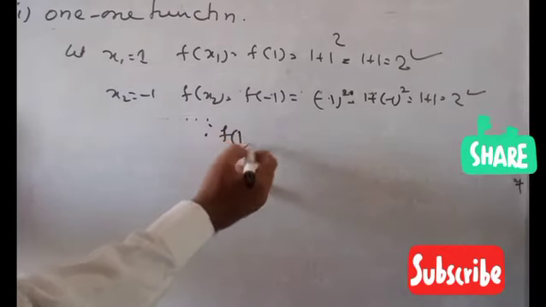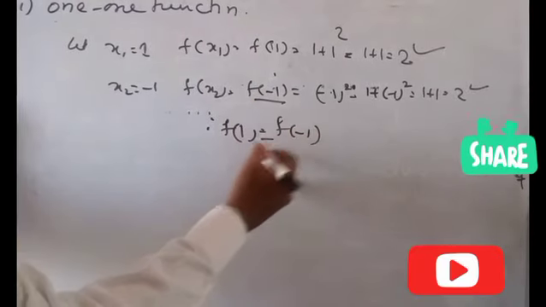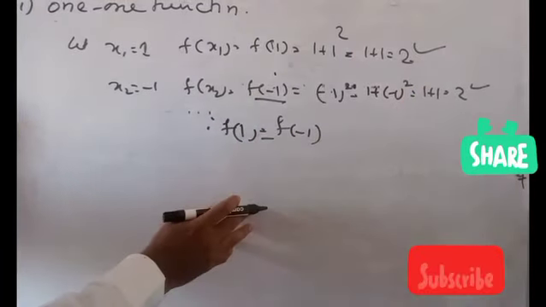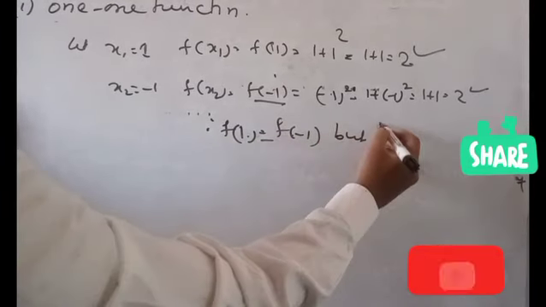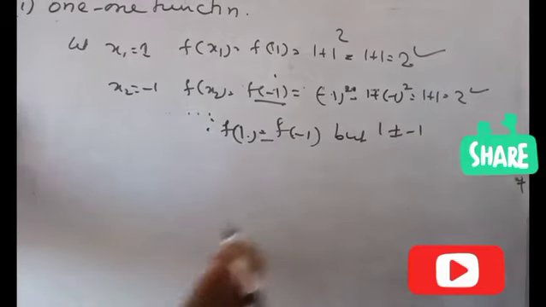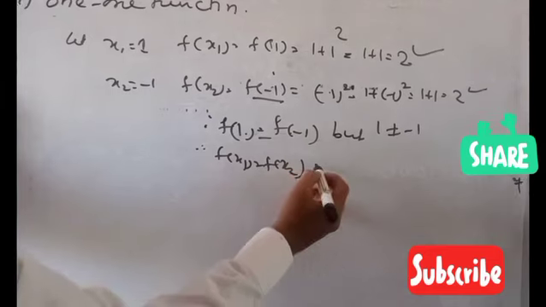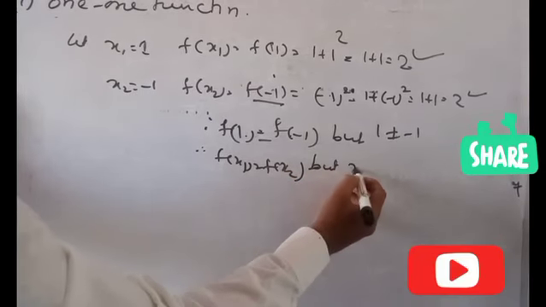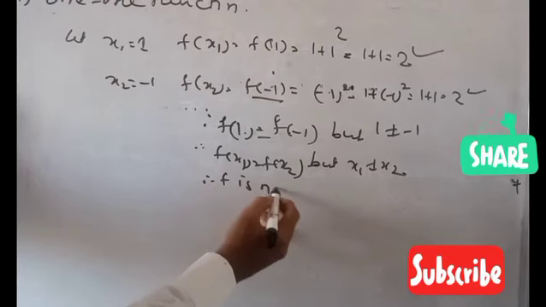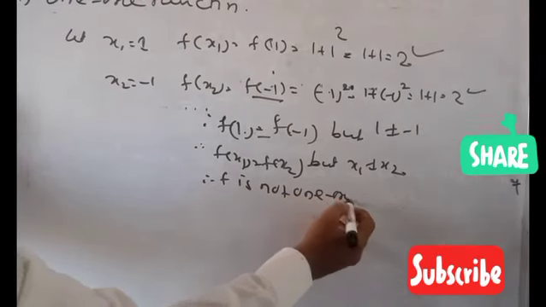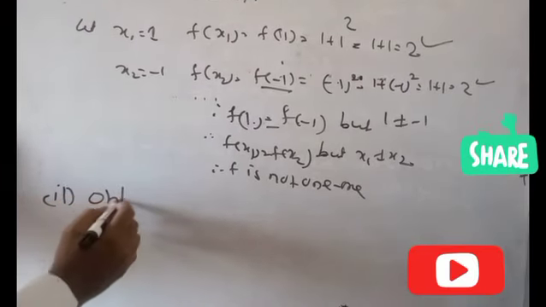Therefore, f(1) = f(-1). The values of f(1) and f(-1) are equal here because both values are 2. But 1 is not equal to -1. Therefore, f(x1) = f(x2) but x1 is not equal to x2. Therefore, f is not one-one here. Second one, onto function.